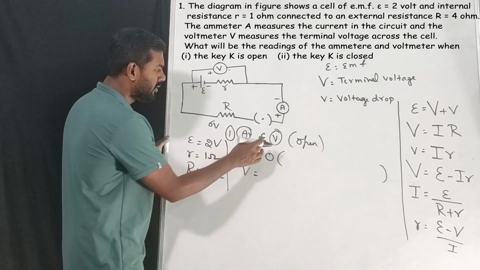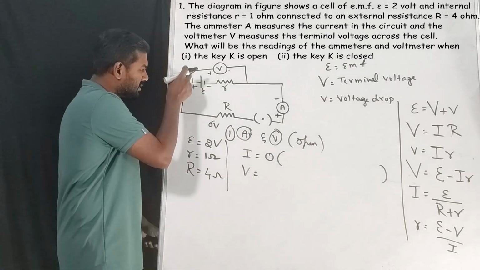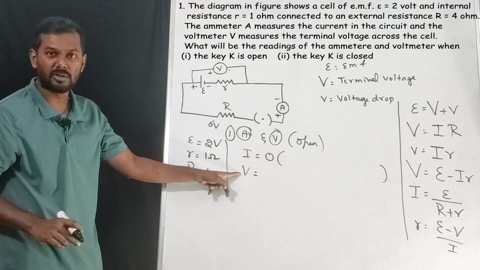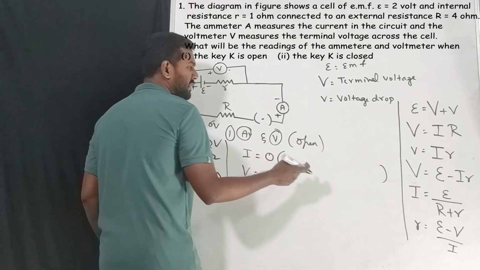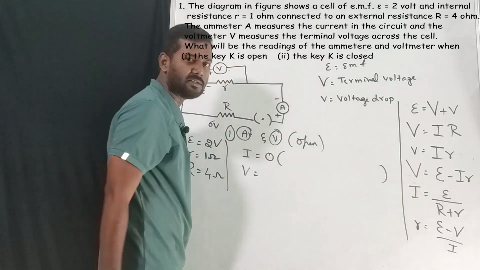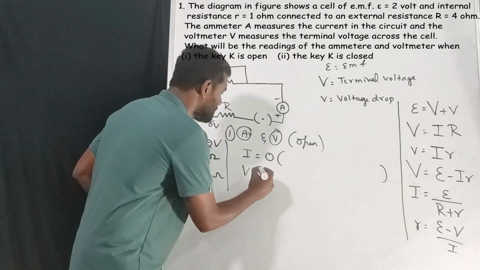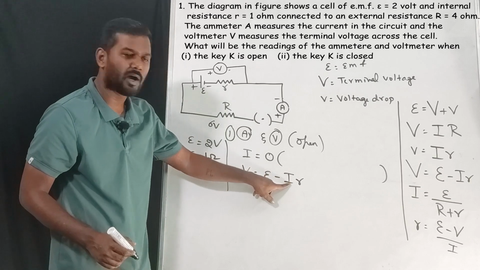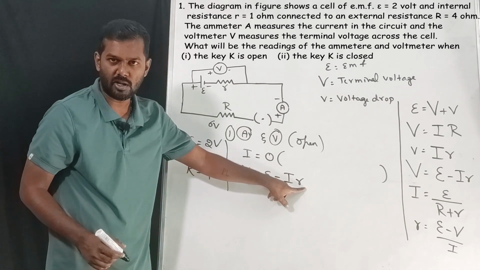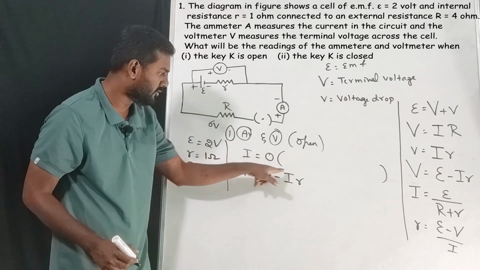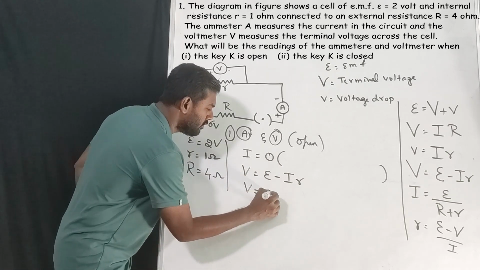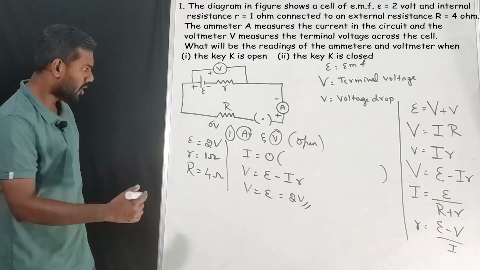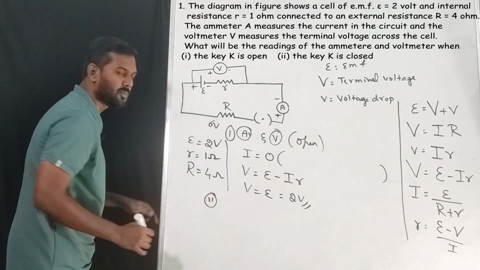For the voltmeter reading, when the circuit is open, EMF will be equal to the terminal voltage. Capital V is nothing but the EMF. If you apply this formula also you will get the answer: V = E minus IR. Here we know current is 0, so this complete term will be 0. So V will be equal to E, that is nothing but 2 volts. That's it. Then we'll go for the second sub question.